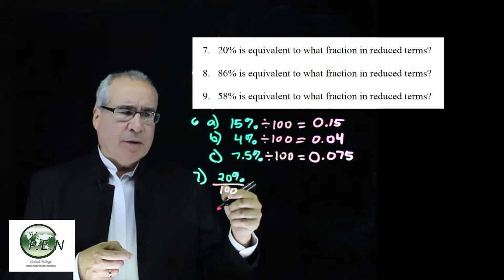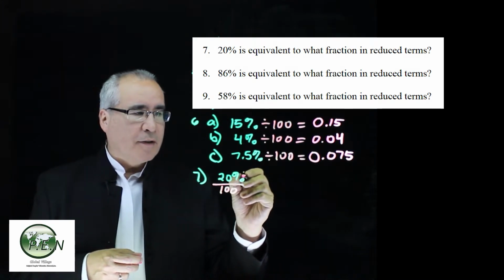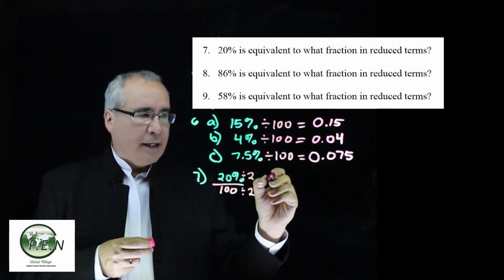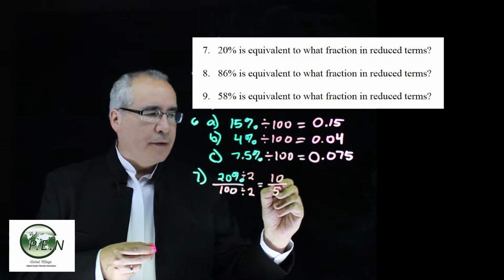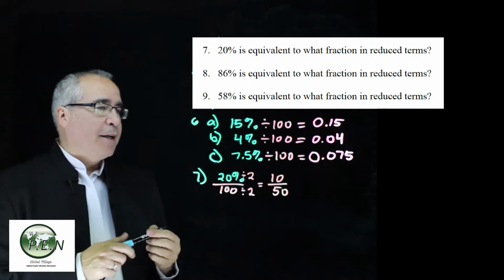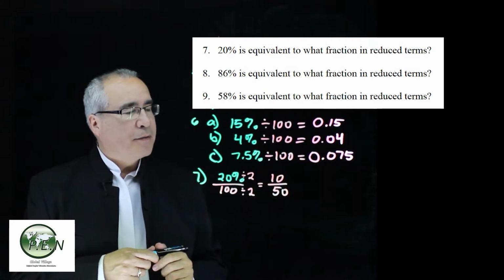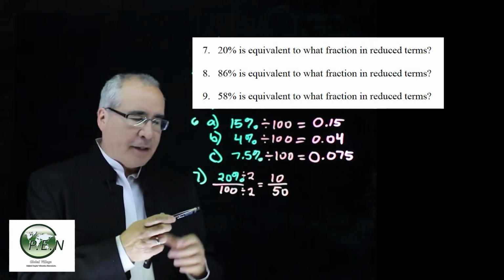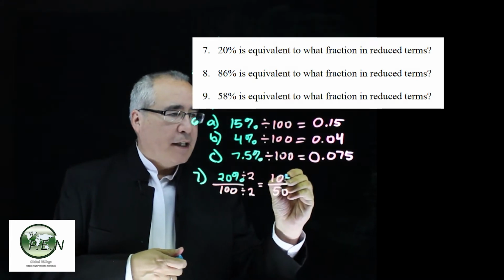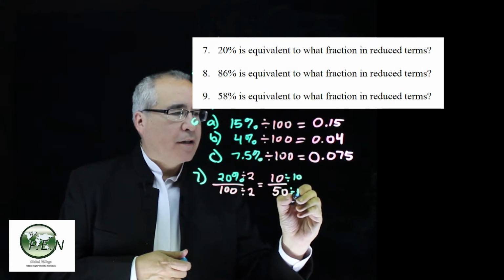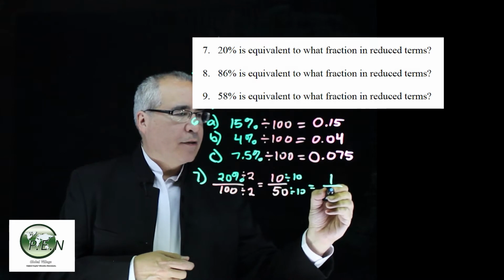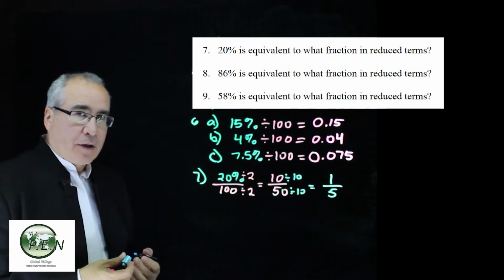Well, I know 2 will go into both of these because these are even numbers. So I divide the top by 2 and I divide the bottom by 2. That gives me 10 over 50. Oops, they're still both even. We can go a little bit further. Actually, 5 goes into both of these. Actually, 10 goes into both of these. Now I see it. Could have done this a little easier, but let's just do it. 10 goes into the top and 10 goes into the bottom. That is 1 in the top. 5 divided by 10 is going to be 5. 1/5 is our reduced fraction.